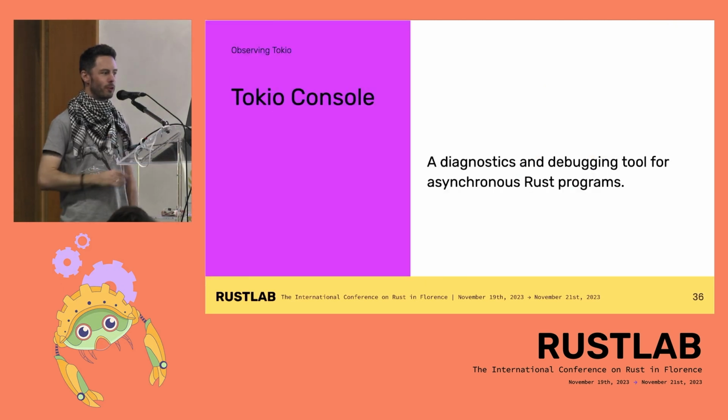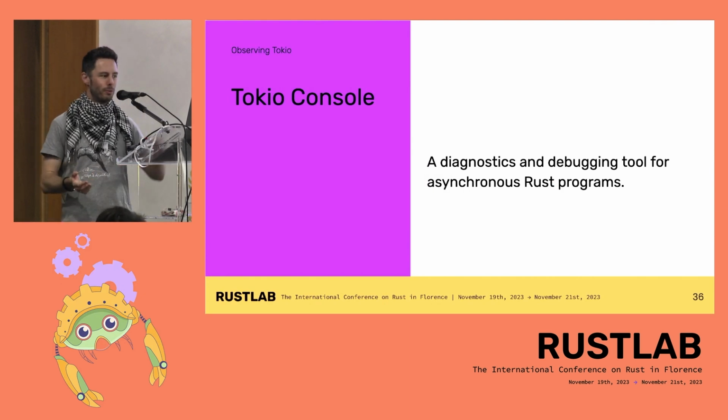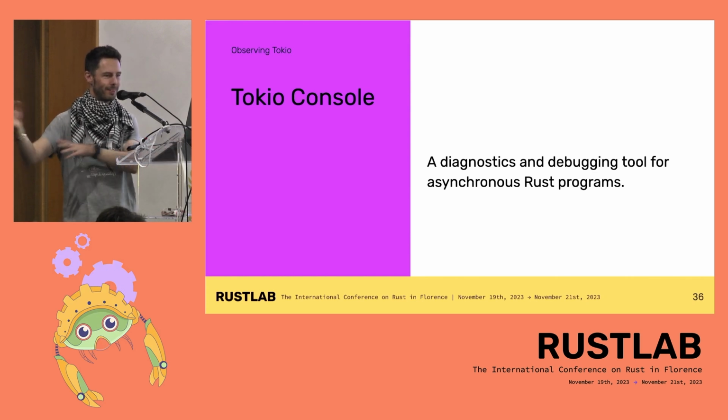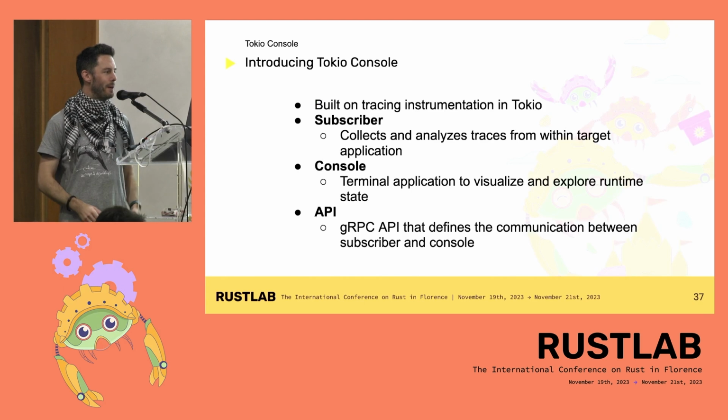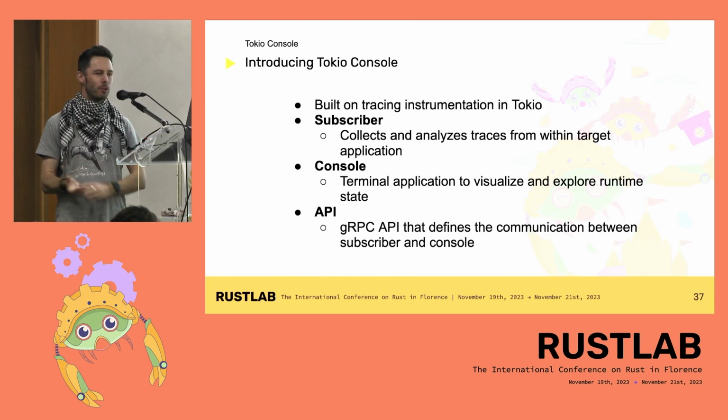On to tool number 2, Tokio Console. This is a diagnostics and debugging tool for async Rust programs built on top of Tokio. It's built on the tracing instrumentation, which is in Tokio.